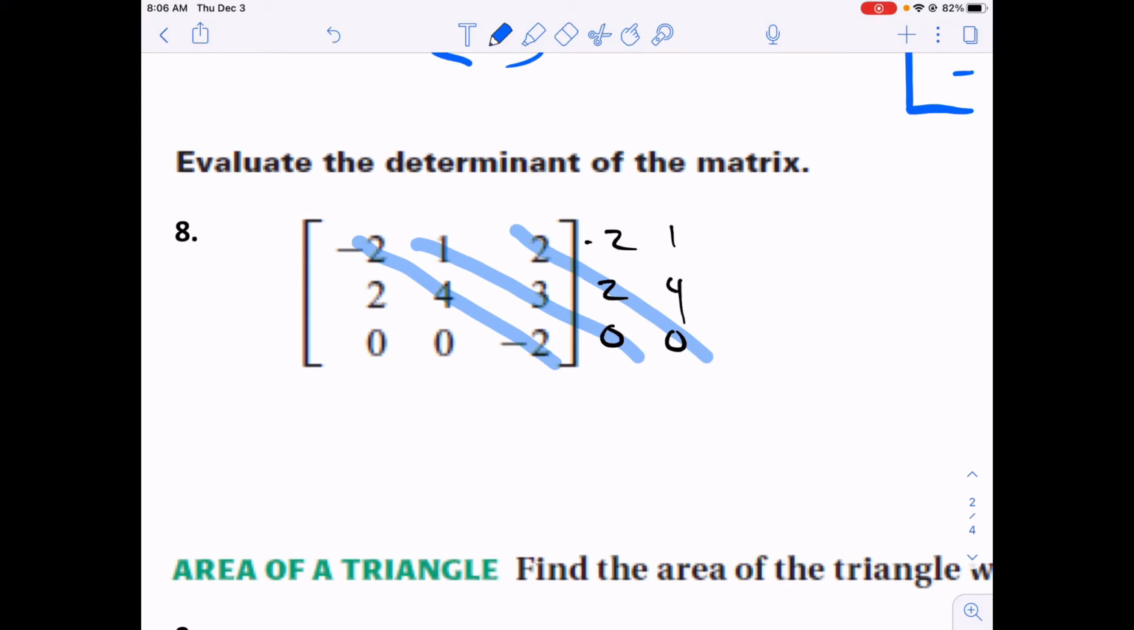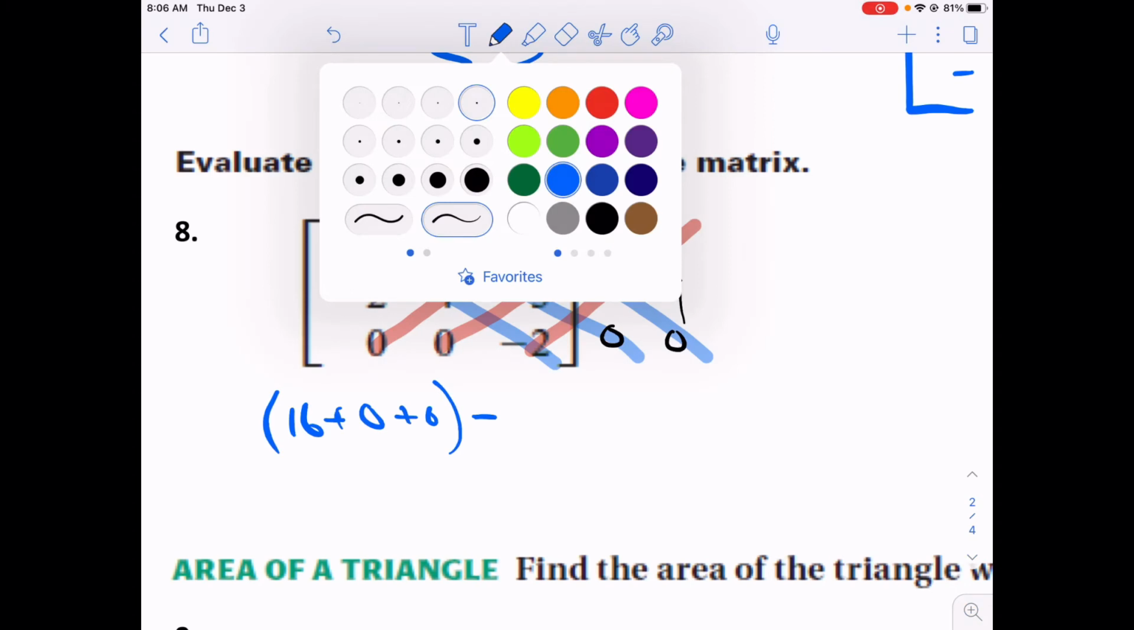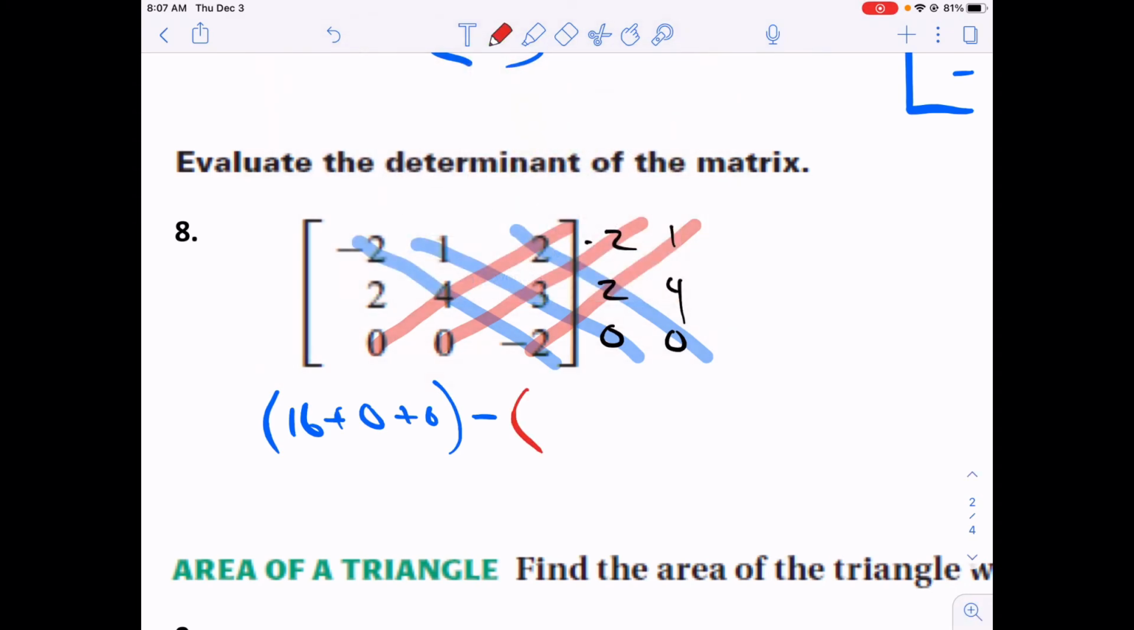Negative 2 times 4 is negative 8. This is going to be a positive 16. So it's 16 plus. There's a 0 there, so it's a 0. And the last one also has a 0. Beautiful. Love that. Now don't forget you subtract. And now I'm going to change colors here and go to the other directions. This diagonal, and then this diagonal. So here's those colors. And the first one's 0. Next one is 0. The last one is negative 4.